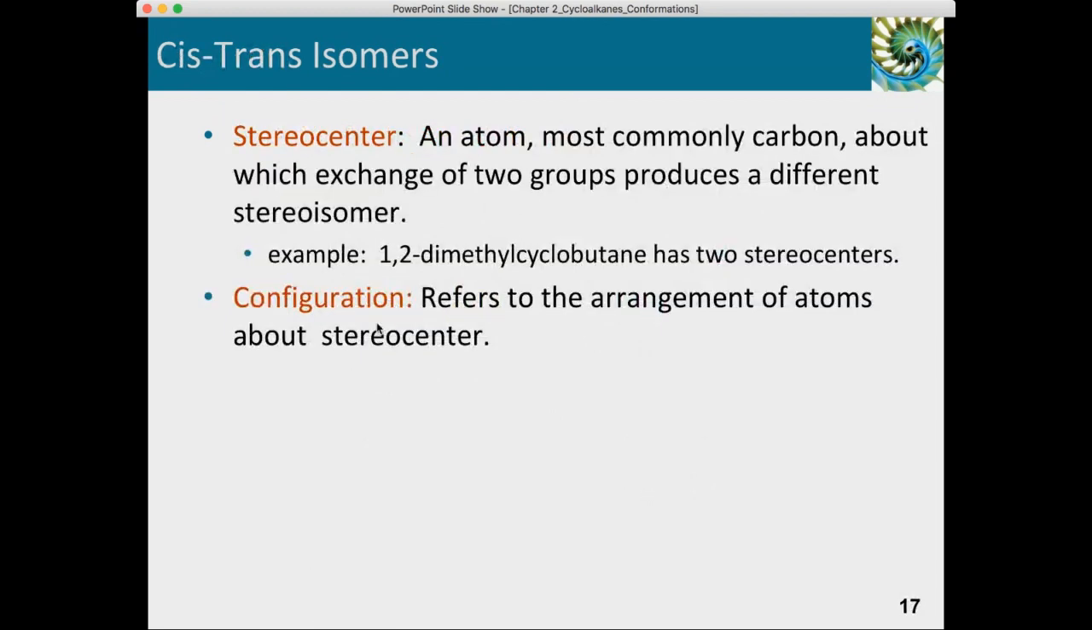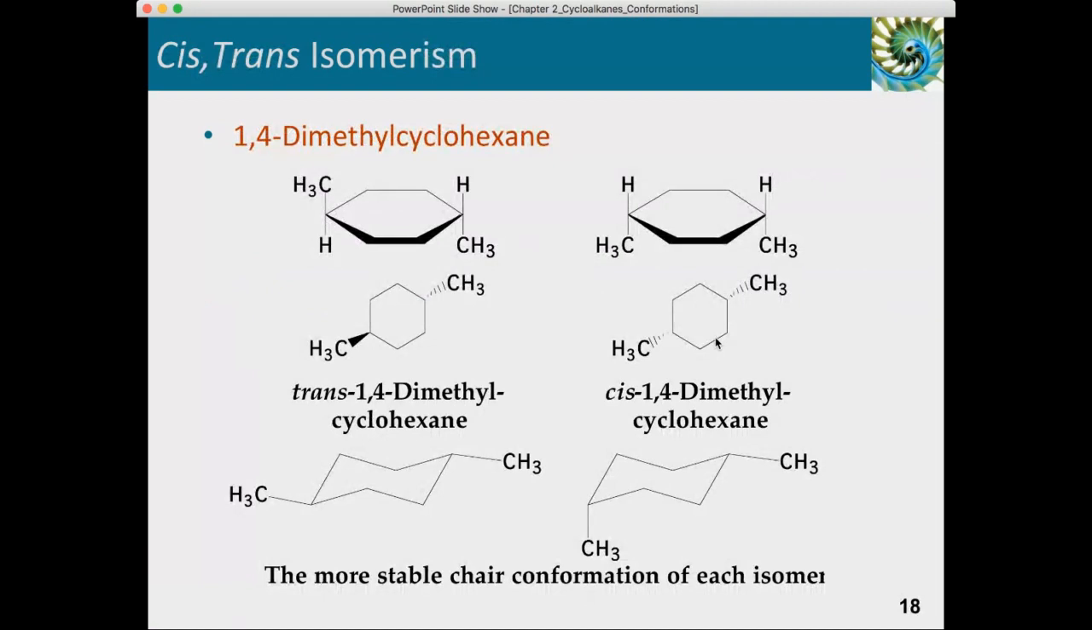And also, I wanted to define what the word configuration means. Configuration refers to the arrangement of atoms about a stereocenter. Okay, so we will see that in the next video. I will go deeper into chiral centers and configuration of carbons.